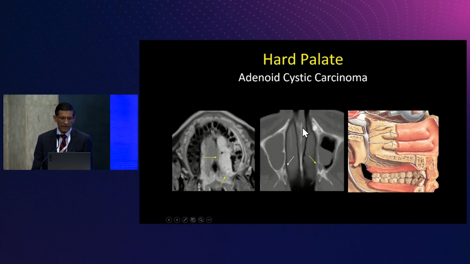And if I draw a line down the middle and compare one side to the other side, does anybody see a difference between the white arrow and the yellow arrow? You can see that this is enlarged, right? So this is retrograde perineural spread along the greater palatine nerve.